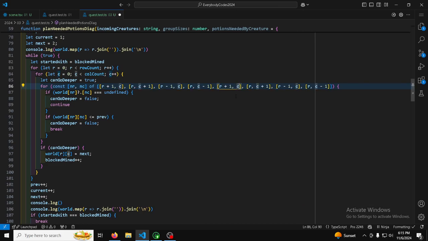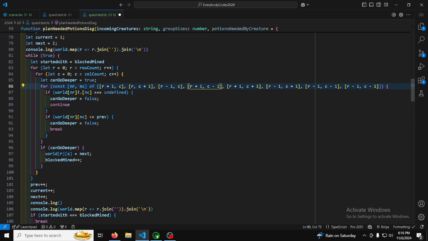And also, plus one, minus one, minus one, minus one. So I need four more additions. So I have, oh, this is horrible. I've done this in a really hard way. Plus one, minus one, plus one, plus one, minus one, plus one, minus one, minus one, minus one, minus one.